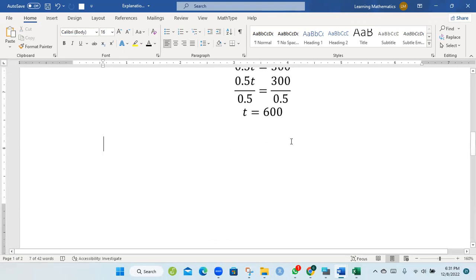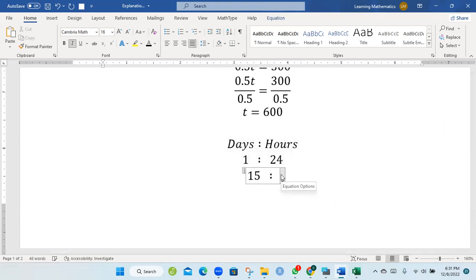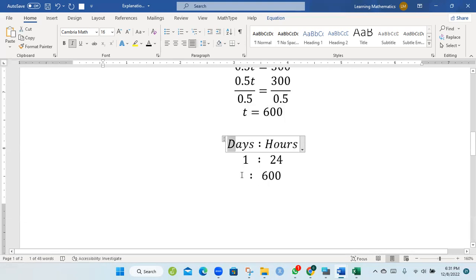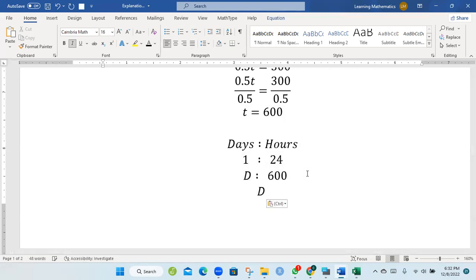So we start with days and hours. 1 day is 24 hours, and then we have 600 hours. And we're going to solve for days now. So now we have to cross multiply and divide. So that means we have to divide by 24. We always divide by the number diagonally away from the letter. So we must divide by 24.